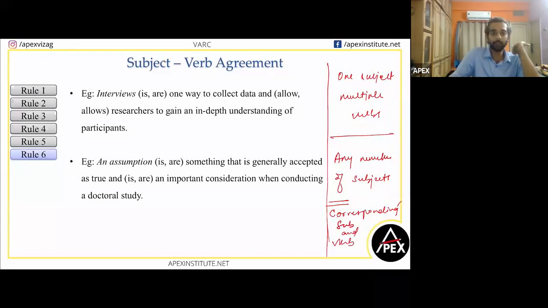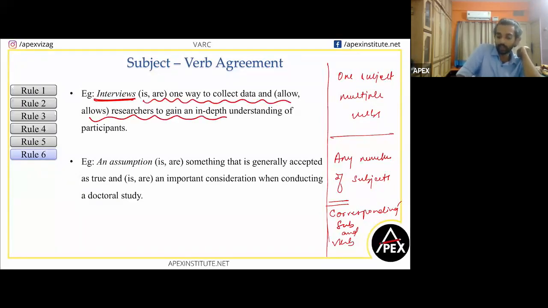Okay, yeah. So let us look here. Here, can I say that this is my main subject, interviews? Yes, whatever we are telling about the interviews. So if this is our main subject, is this a plural subject or singular subject? This is definitely a plural subject. How did we get to know that? Because of this S.